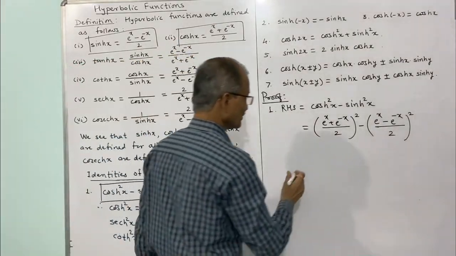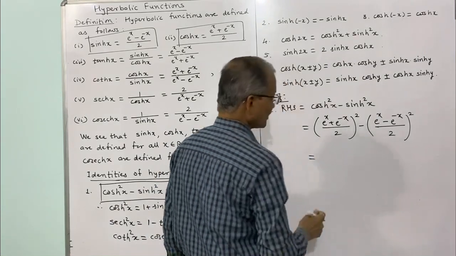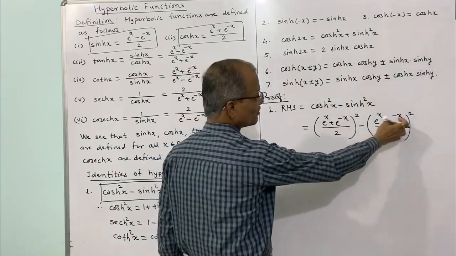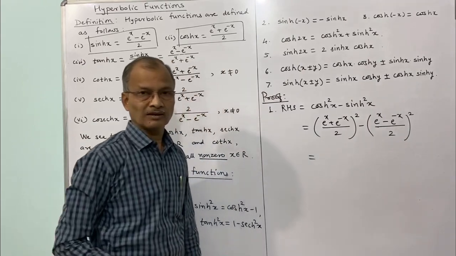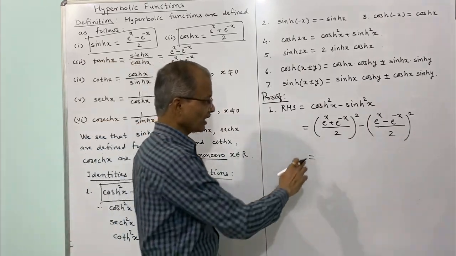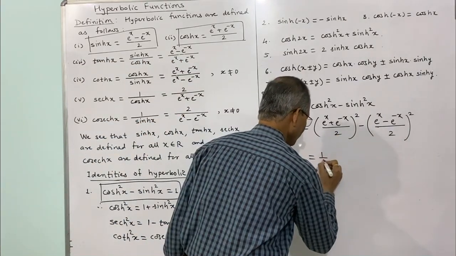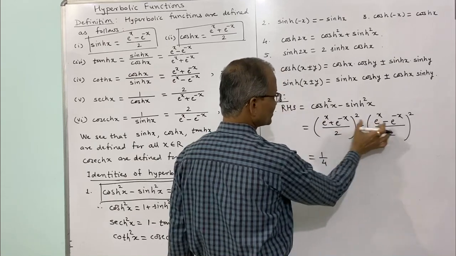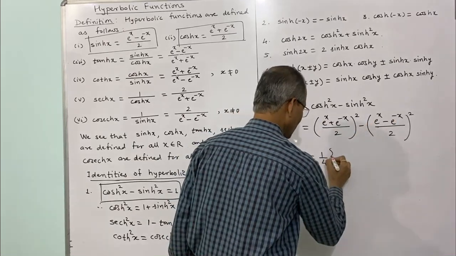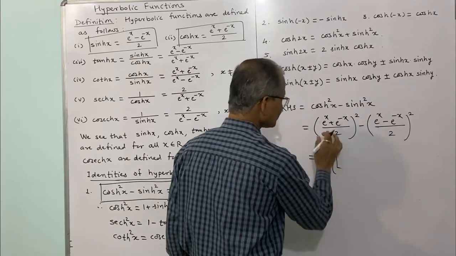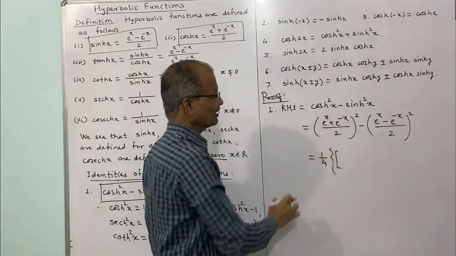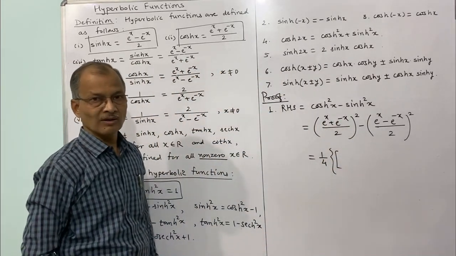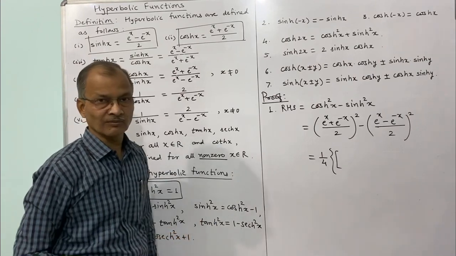So further this can be simplified. Now you see that the denominator is 2 but it is squared, and therefore the common denominator can be written as 1 by 4, and we write the expansion of these squares in brackets. So if I use a bigger bracket, what is the expansion of e to the power x plus e to the power minus x, the (a plus b) whole square formula.